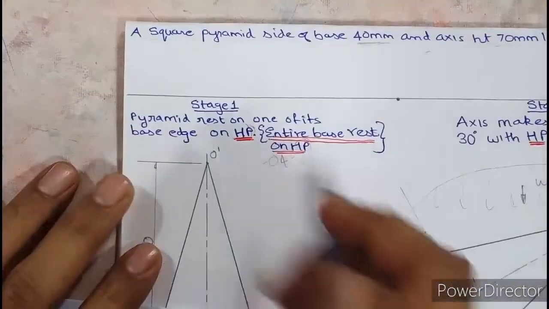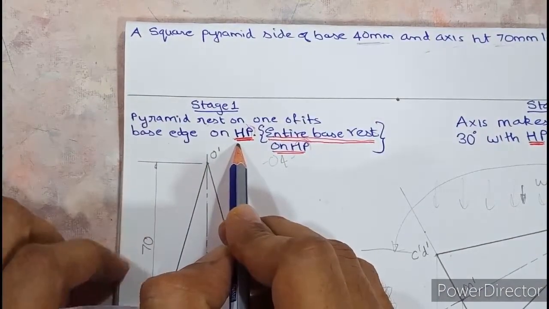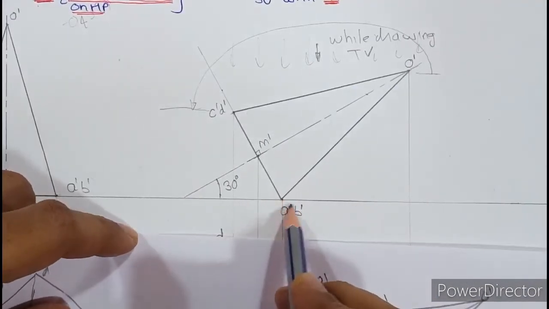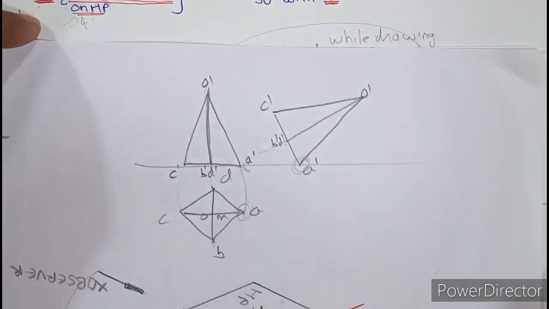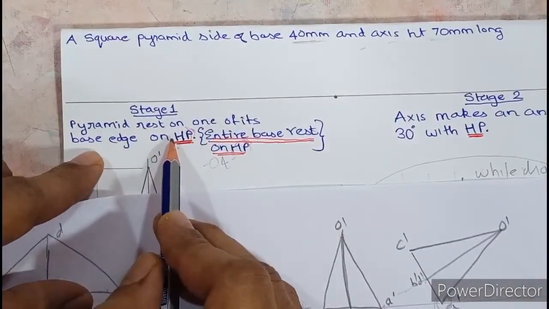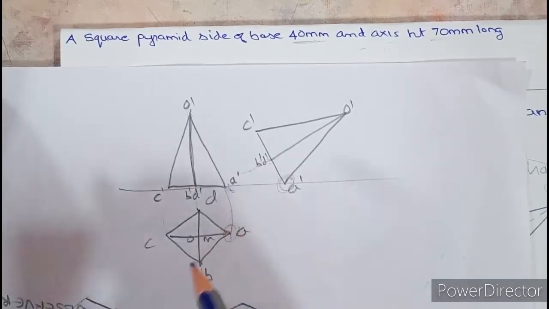And what they've asked is that the base edge should be on HP. This is the greatest difference. So in this diagram, if you compare, A dash B dash represents 2 points, that is, it's a base edge. Here it's a base corner. So this concept has to be clear before we proceed. In the question, if I mention the pyramid rests on one of its base corners on HP, then this would have been correct.